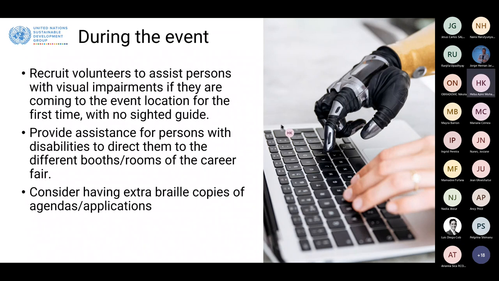All right. So here in this slide, as you can see, a few points that we have to do during the event. We have to recruit volunteers to assist persons with visual impairment to navigate the premises of the career fair, especially if these persons are visiting this location for the first time and they don't have a sighted guide with them. And it will be very hard for them to read the signage directing them to the different booths of the different recruiters. And of course, when it's very crowded, I have this myself as a person with visual impairments. I always experience that.